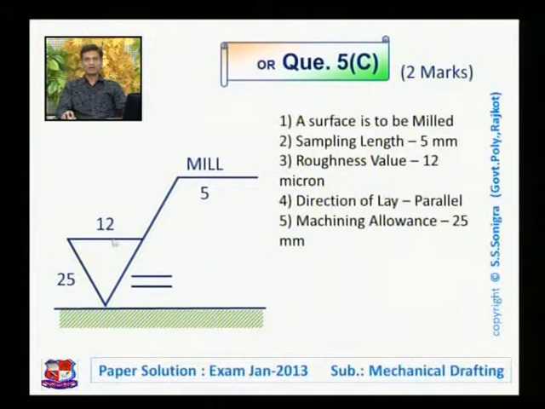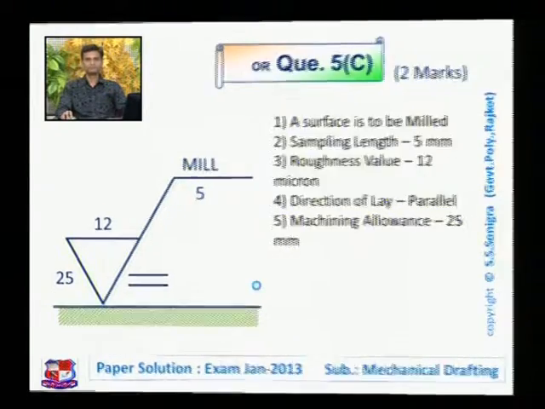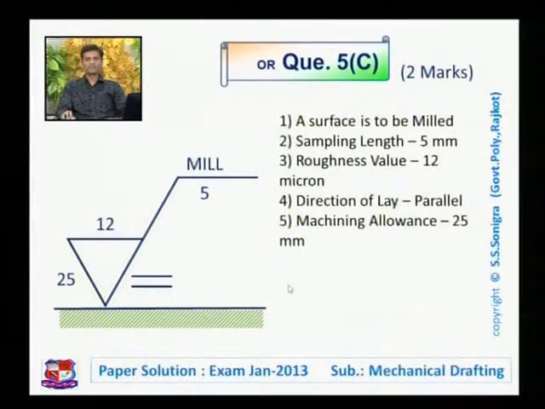Number 4, here 2 lines are drawn which shows the direction of lay. Here 2 parallel lines are drawn, so direction of lay is parallel. And number 5, here 25 is written. It means that the machining allowance for this surface is 25 mm. So this is regarding this question paper.